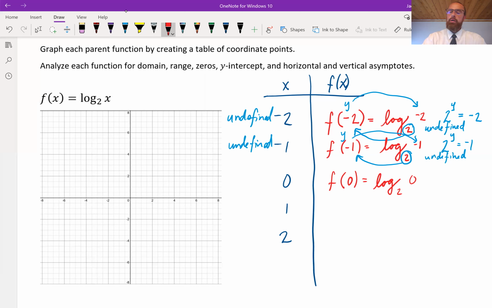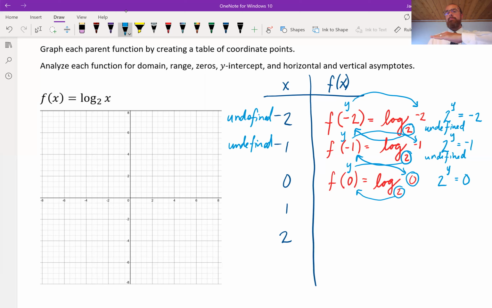Now this is a different question. Notice that 0, that's not negative. So the idea is, can I raise 2 to some power of y and have it equal to 0? 2 to the power of y, does that have a value that could make that base 2 turn into 0? Well, again, we can think back to our base 2 parent function.